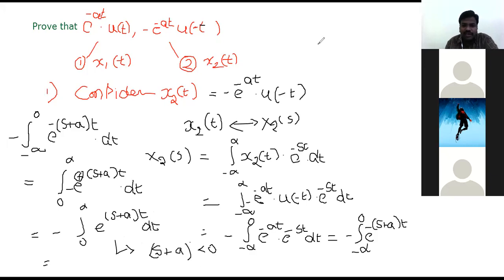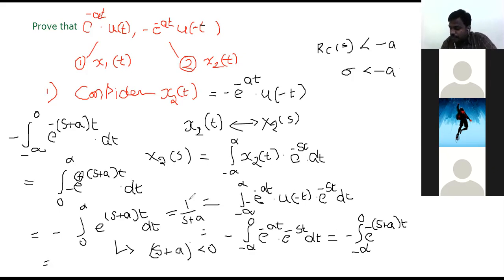So from this we can say that the real part of s must be less than minus a. So sigma must be less than minus a. If s plus a is negative, then you will get the same Laplace transform, that is 1 by s plus a. Like the earlier case we have already solved, the Laplace transform of x1 of t is equal to 1 by s plus a. Similarly, if you select s plus a less than 0, then you will get the region of convergence, so sigma must be less than minus a.